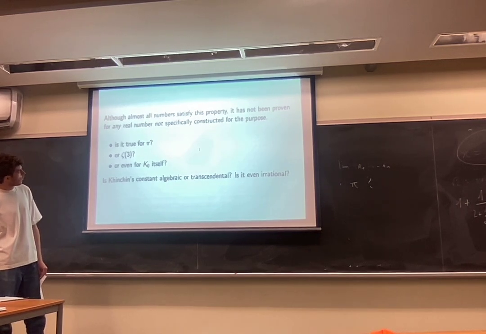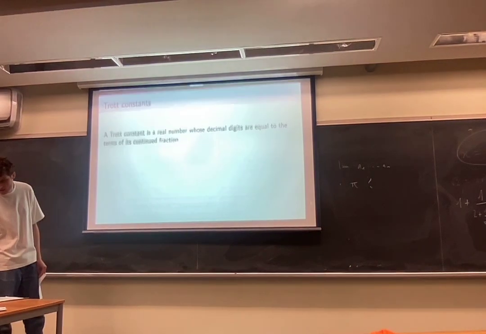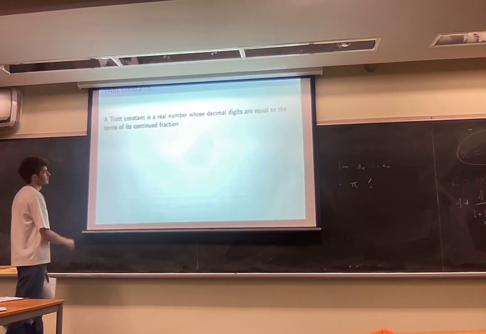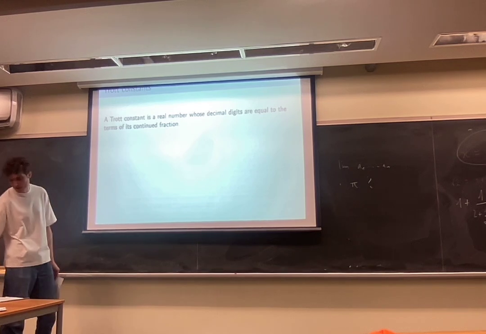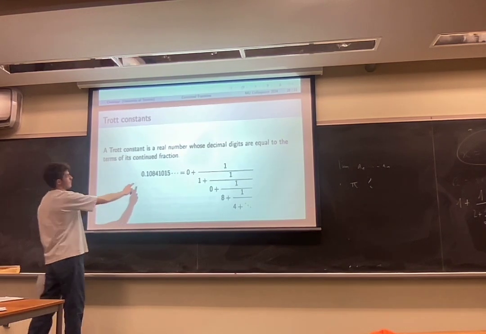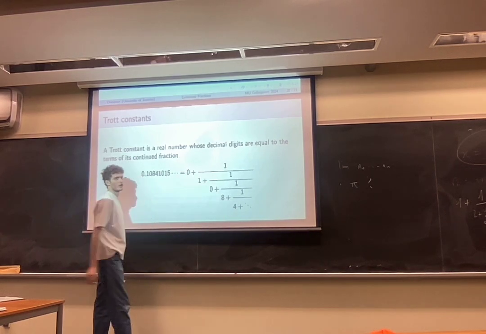There is one more topic that I'm going to talk about today, which is Trot constants. It's just a weird sort of thing that exists. A Trot constant is a real number whose decimal digits are equal to the terms of its continued fraction. Here's an example: we have 0.1084, whatever, which is equal to its own continued fraction.